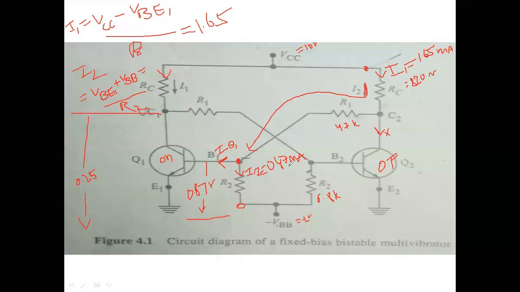How much is IB1? That is 1.65 minus 0.47, therefore you may get 1.2 milliamperes. This is your IB current. Therefore you have to find out the IB.